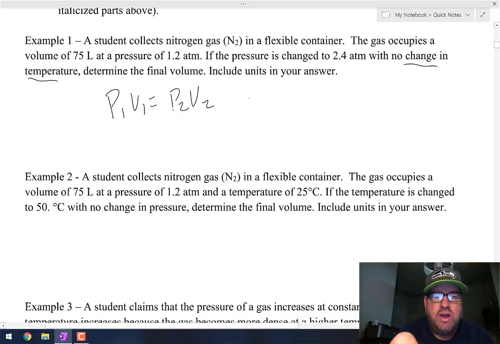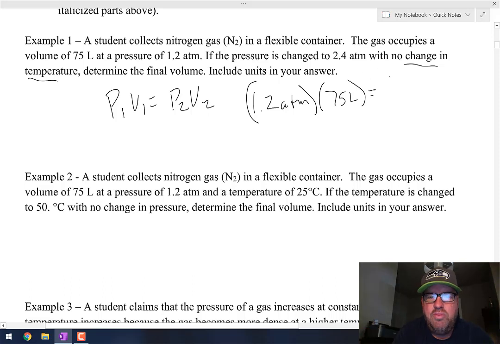So the initial pressure is 1.2 atmospheres. The initial volume is 75 liters. The final pressure is 2.4 atmospheres. And again, even though you could probably do this without showing your work, always show your work. Okay, and then our final volume is what they want to know.